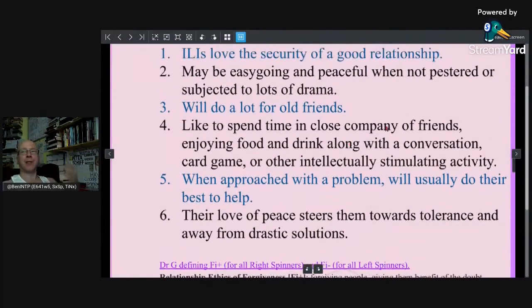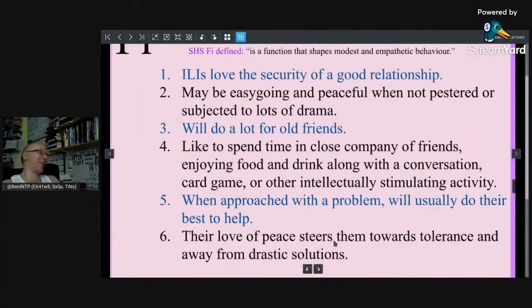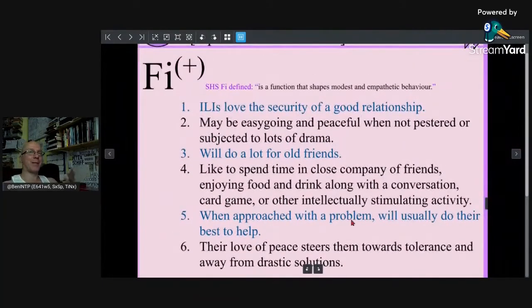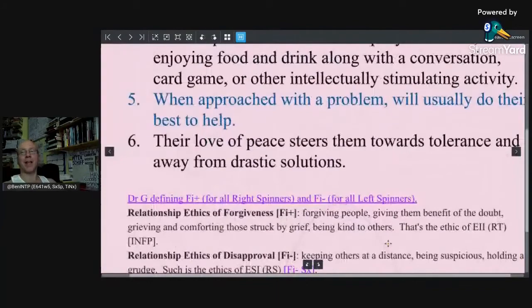So again, you see what I mean? Like close company of friends and relationships. Yes, if they have them, I can imagine it. Yes, those who are close to. They usually do that, but doesn't it make the INTJ look really nice? Very helpful, very caring. They can be like that. Their love of peace steers them towards tolerance and away from drastic solutions. Do you see what I mean? It makes it sound like INFP. Again, FI plus is deductive thinking, from the premise that FI plus acts like the way FI works in INFP. That's the premise. It's even in there. That's the ethic of EII.